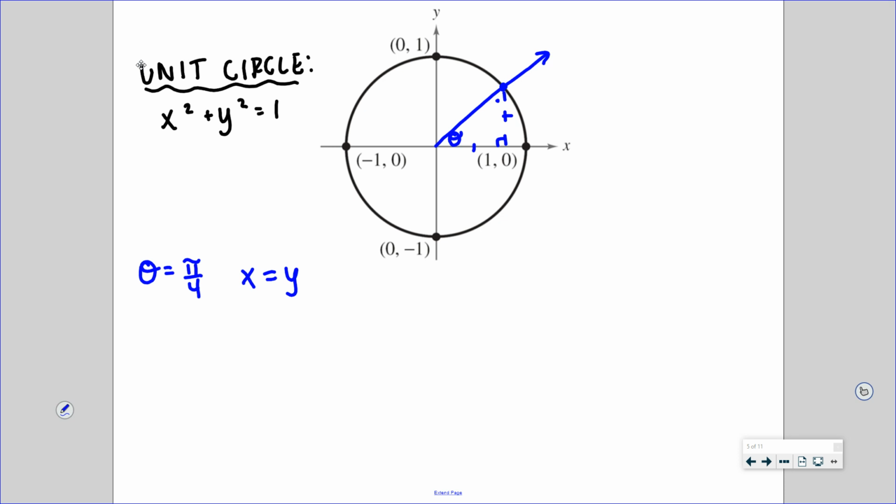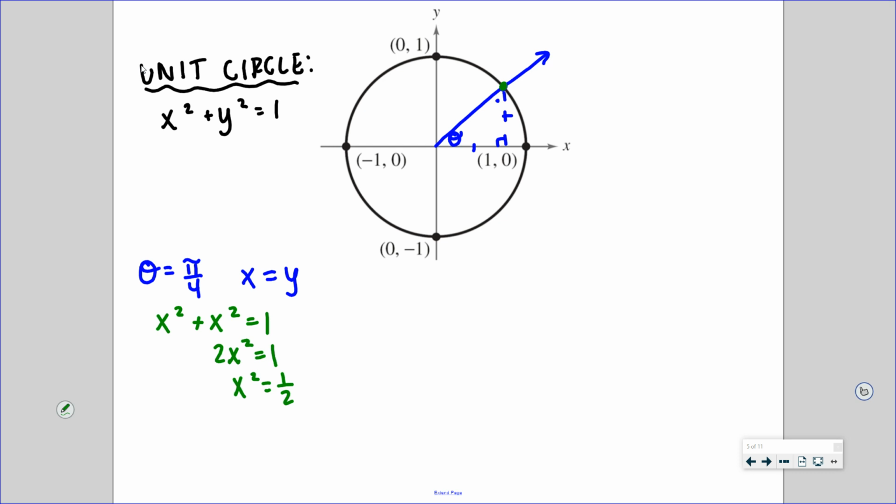I'm going to take my equation of the unit circle, and I know x is the same as y, so I'm just going to substitute x in for y. I'm trying to find this point. Where does it intersect my circle? All I know right now is that x and y have to be the same thing. This allows me to figure out where this is. So I get 2x squared equals 1. I added them together.